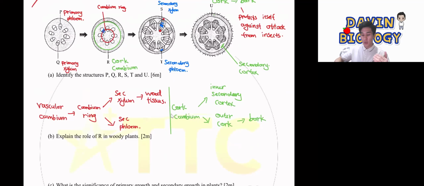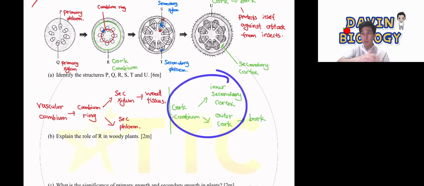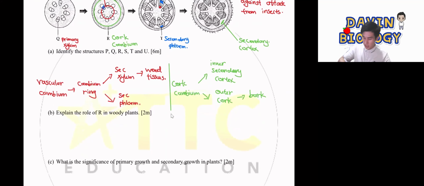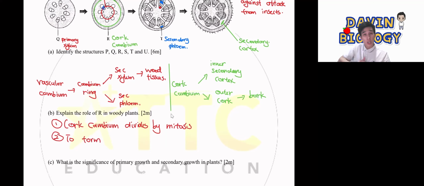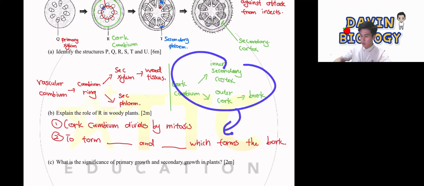Explain the role of R in woody stems. What does cork cambium do? I already summarized here for you. So you just have to explain what cork cambium does. Number one, cork cambium divides by mitosis to form the inner secondary cortex and outer cork, which forms the bark. This is exactly what you can use to answer this question.